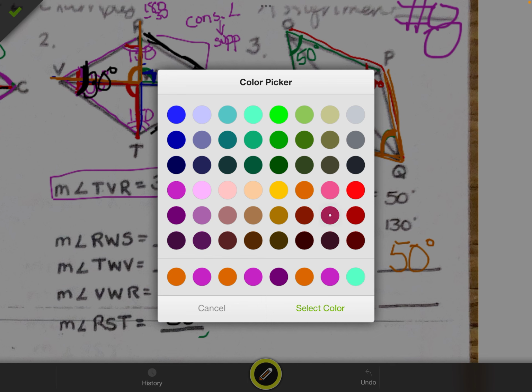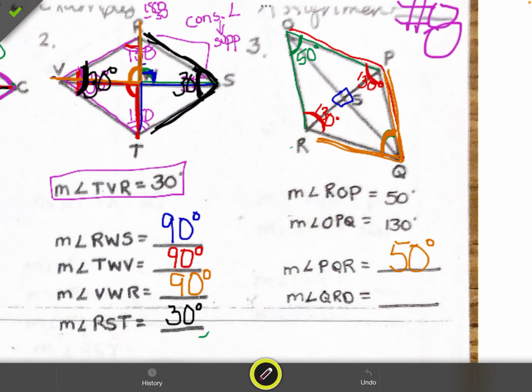All right, so now let's trace the other angle. QRO, that should be O, there's no D on your picture. QRO. So start at Q, go up to R, stop at O. So they're talking about this angle right here. We already marked it as 130 because it's opposite angle P. Opposite angles are congruent.